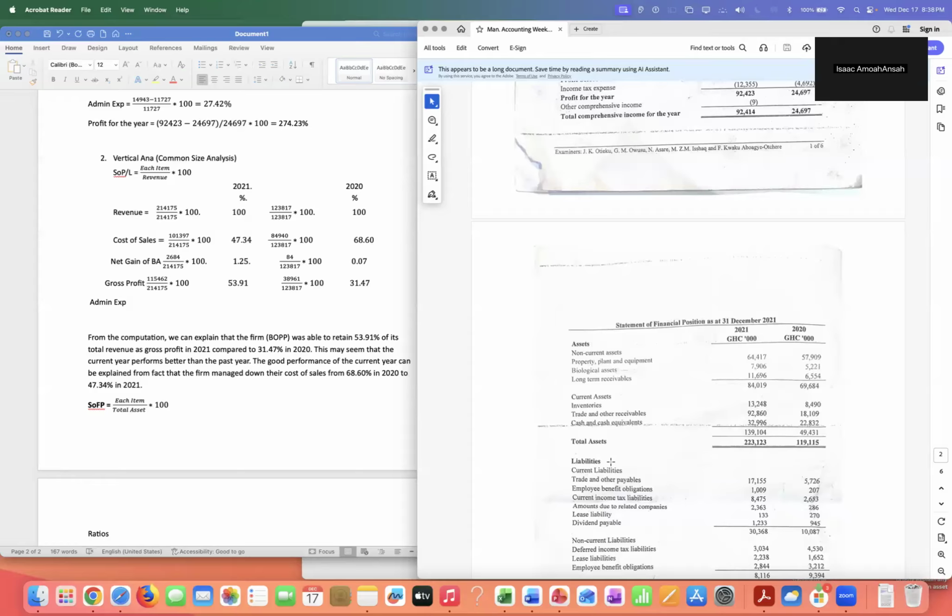How much of your assets are in inventory? What percentage of your assets are in inventory? What percentage of your assets are in cash and cash equivalents? So for each item, we can pick up a lot of items here and note how they contribute to your total assets.